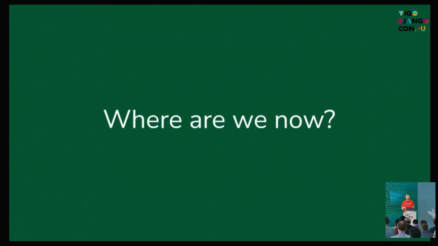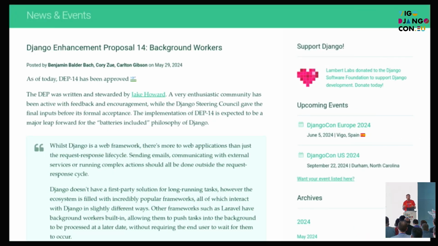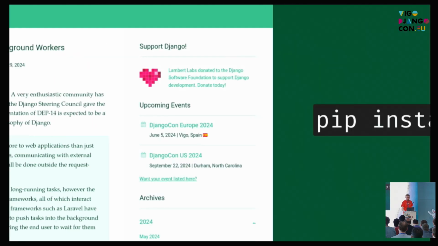So, where are we now, other than Vigo? Well, as of a few weeks ago, the Django enhancement proposal that I wrote was approved. In theory, this can now go into Django once it's written. But that all depends on being able to actually produce an implementation rather than just talking about the theory with a bit of hand waving. Because theory doesn't equal practice.